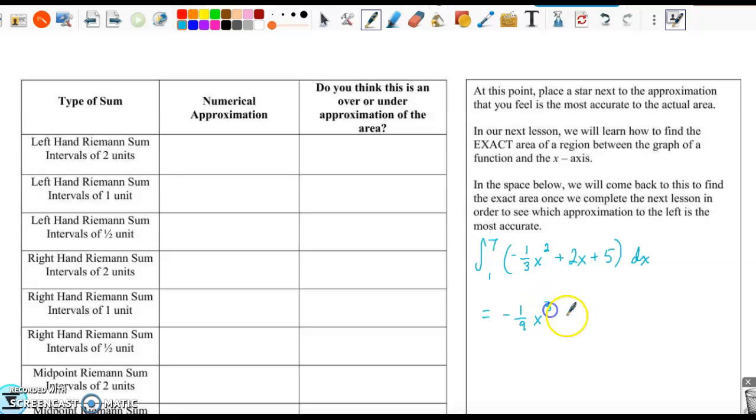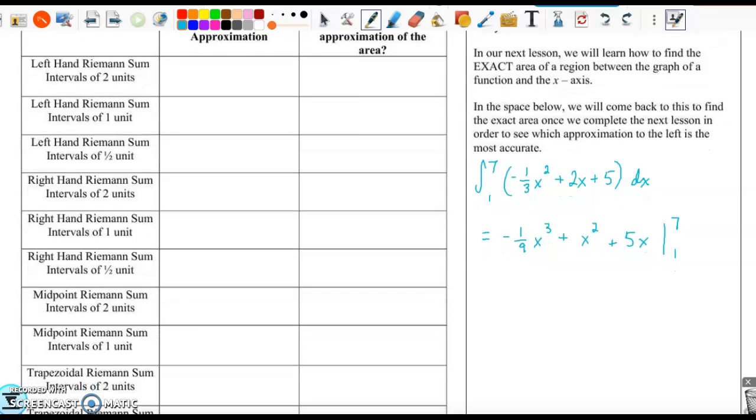I imagine you can do this on your own. When you divide by 2, those cancel. And you leave off the plus c. Because it's a definite integral, we no longer have to worry about that plus c, because all we care about is the area under the curve. We don't need to shift up or down at all.